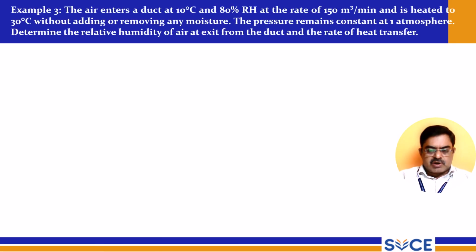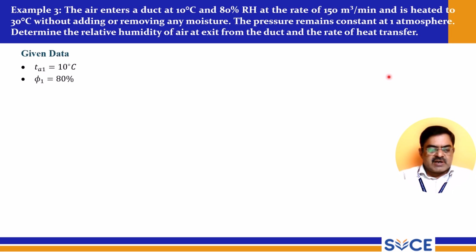We'll see one more numerical on this. Example 3: the air enters a duct at 10 degrees Celsius and 80 percent relative humidity at the rate of 150 meter cube per minute and is heated to 30 degrees Celsius without adding or removing any moisture. The pressure remains constant at 1 atmosphere. Determine the relative humidity of air at exit from the duct and the rate of heat transfer. So the rate of heat transfer also we have to find here.